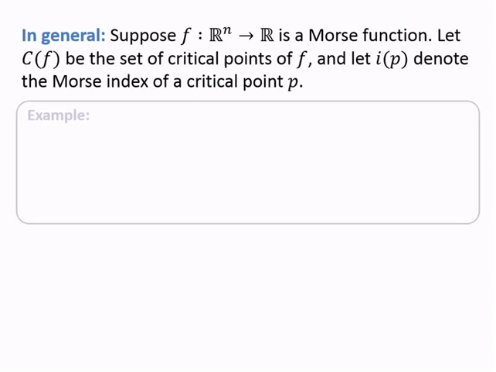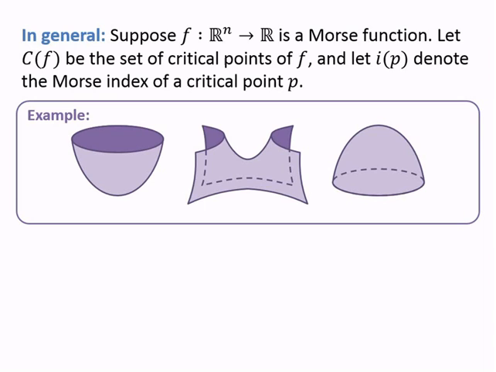If you don't know what Morse index is, I'll give you a simple example. If these are graphs of functions from R2 to R, then if I look at the critical points, the Morse index is the number of negative eigenvalues of the Hessian matrix of second derivatives at each critical point. Or you can think of it as the dimension of the subspace of the tangent space along which you can flow downhill at each critical point.